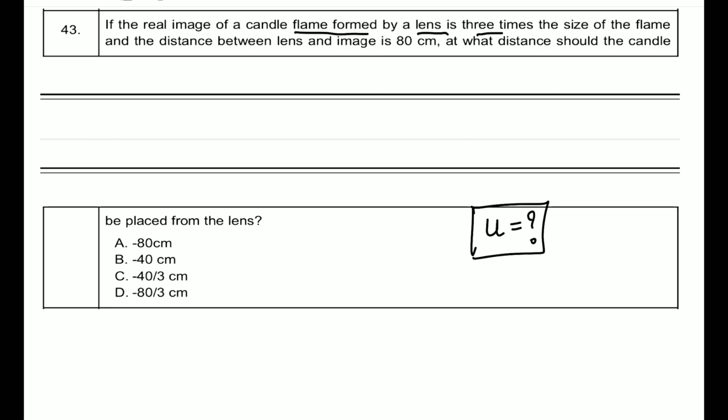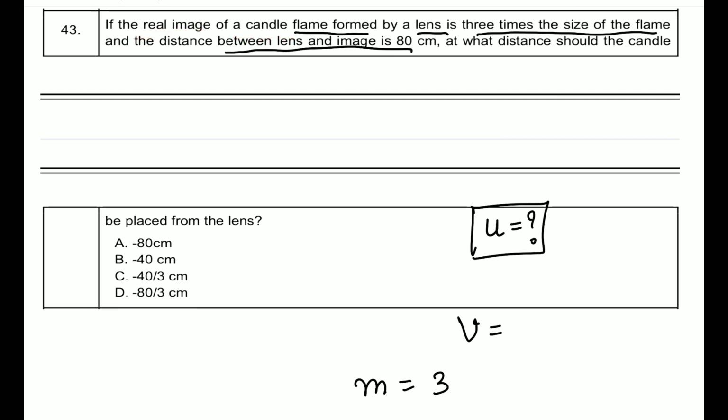The image of the candle flame formed by the lens is 3 times the size of the flame, and you are given the distance between the lens and the image. The value of v is given to you, and the magnification is also given. So magnification is actually 3, but you have to understand whether it is positive 3 or negative 3. Let's read that question again.